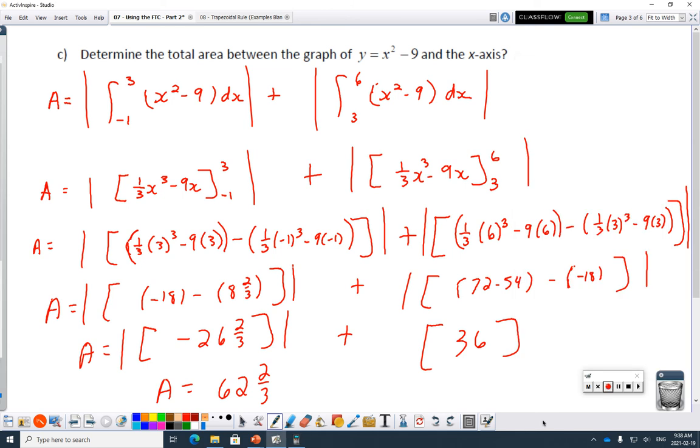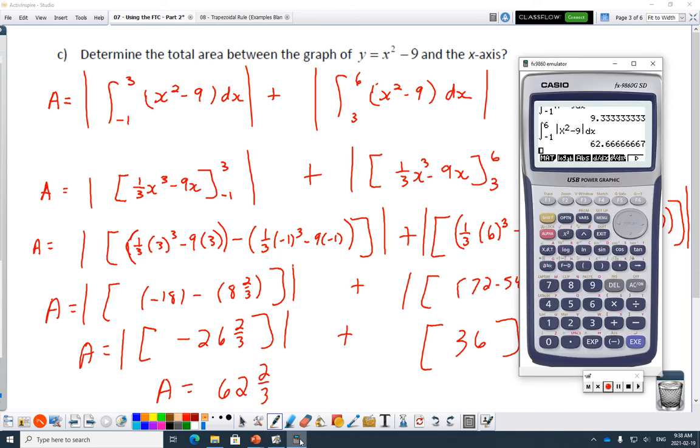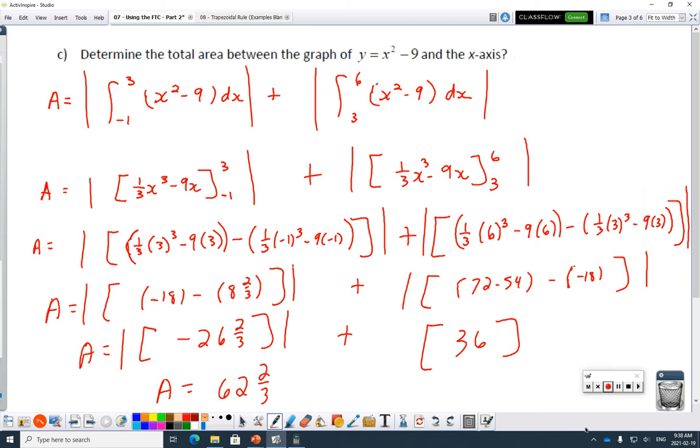Anyways, did I get the right answer? 62 2/3. I don't know why my calculator's not coming out with fractions today. I've obviously clicked one of the settings, or not clicked one of the settings, but it's enough to make me go, yeah, I feel pretty good about this. Okay. More questions there?